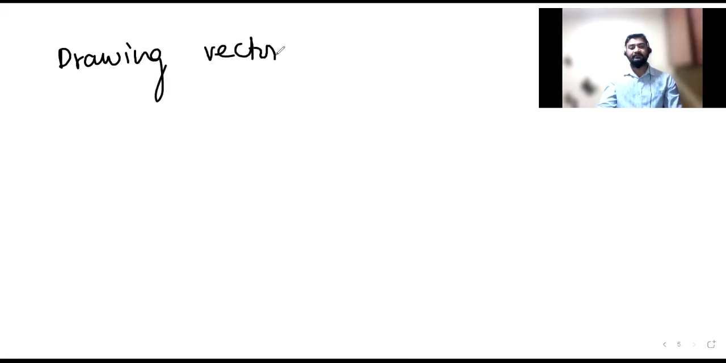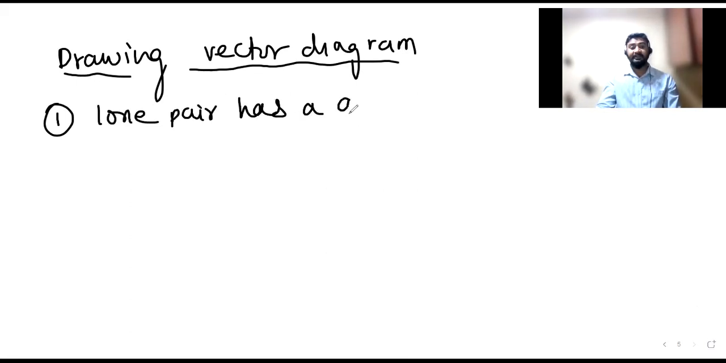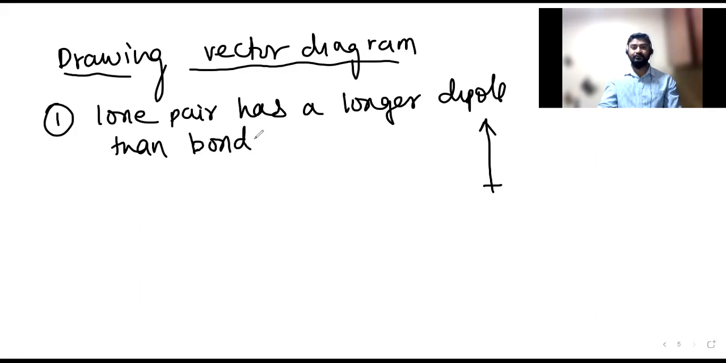Drawing a vector diagram. There are a few rules that you may have to keep in mind while drawing a vector diagram. Rule number 1 says that a lone pair has a greater dipole, a longer dipole, than bond pairs because they have more electron density. As a result, the charge is more, distance is less, so mu is quite high.